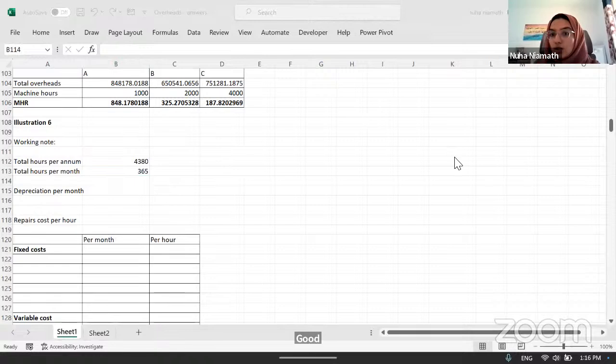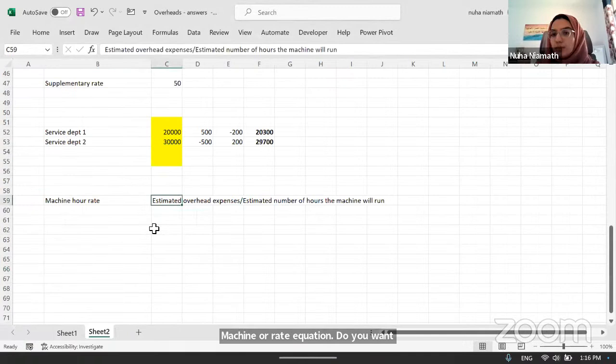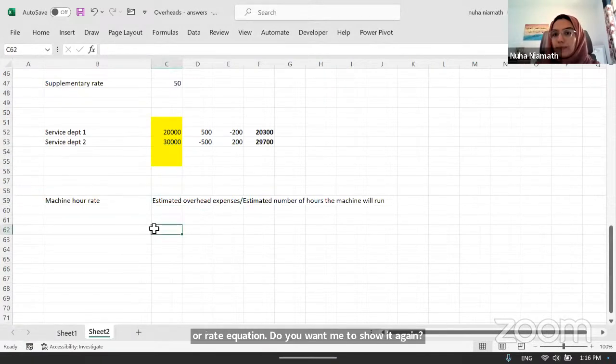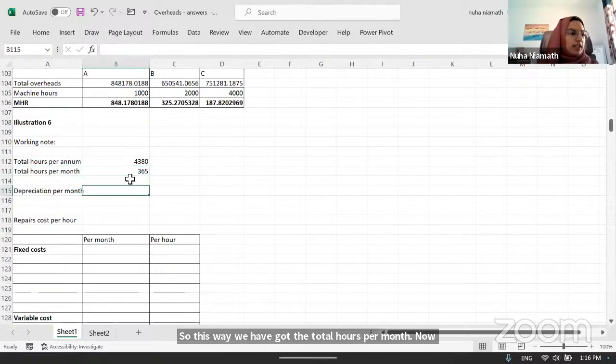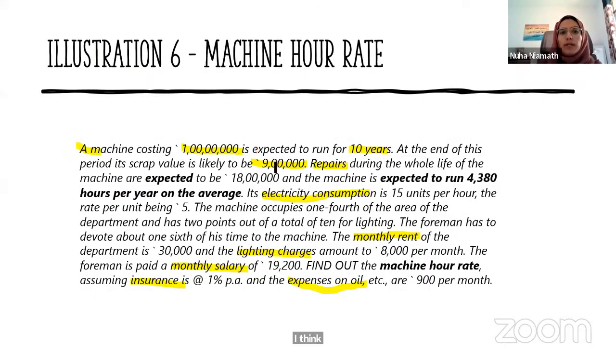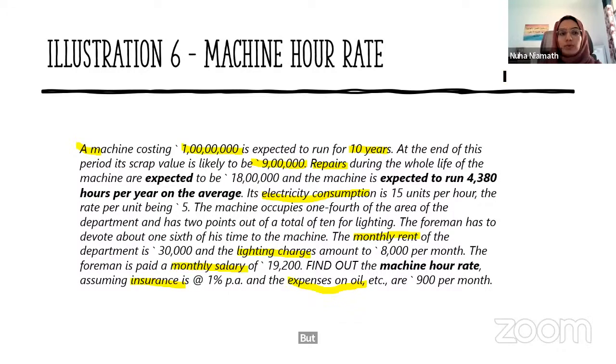Machine hour rate equation. Do you want me to show it again? This one? Okay. Clear? So this way we have got the total hours per month. Now, what would be the depreciation per month? I think depreciation per month shouldn't be a difficult calculation. It will be 1 crore minus 9 lakhs divided by 10. But here it will be 10 years into 12 months, right? Because we will have to calculate it for months.